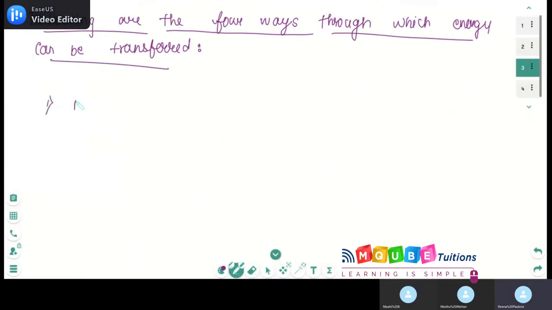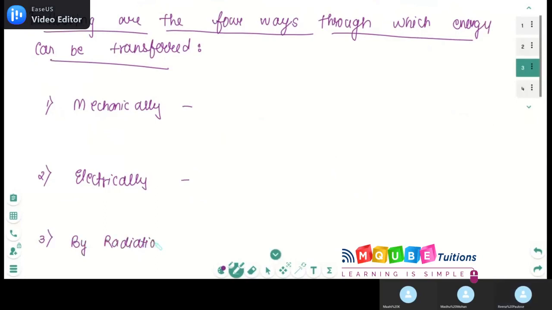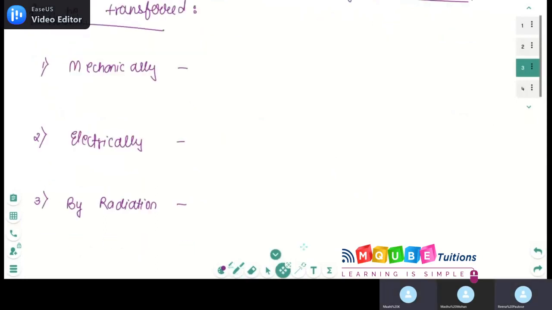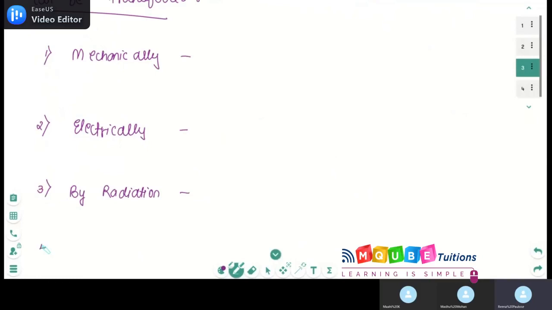Number one is mechanically. Energy can be transferred mechanically. Second one is electrically. Third one is by radiation. And the fourth one is by heating. All right.